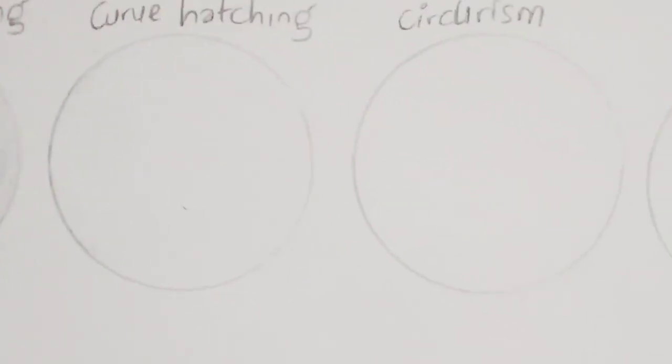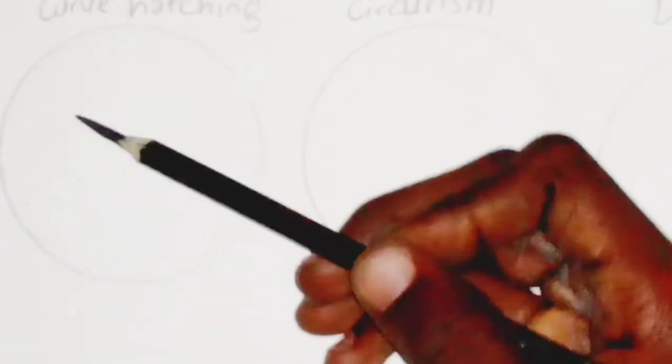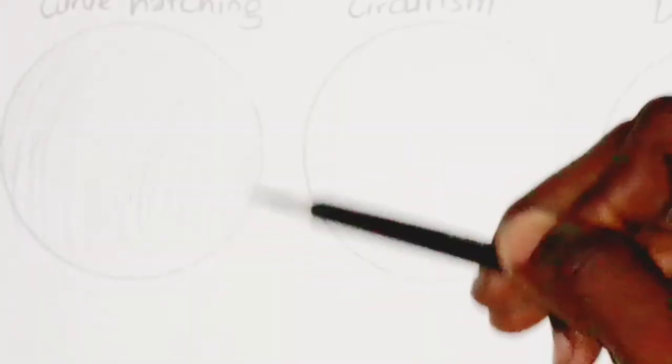The next is curved hatching. This technique is very good when drawing things like lips, eyes, the skin around the eyes, and it's a very good shading technique. I use it a lot in my drawings. If you watch my first video, I use this a lot while drawing the apples.